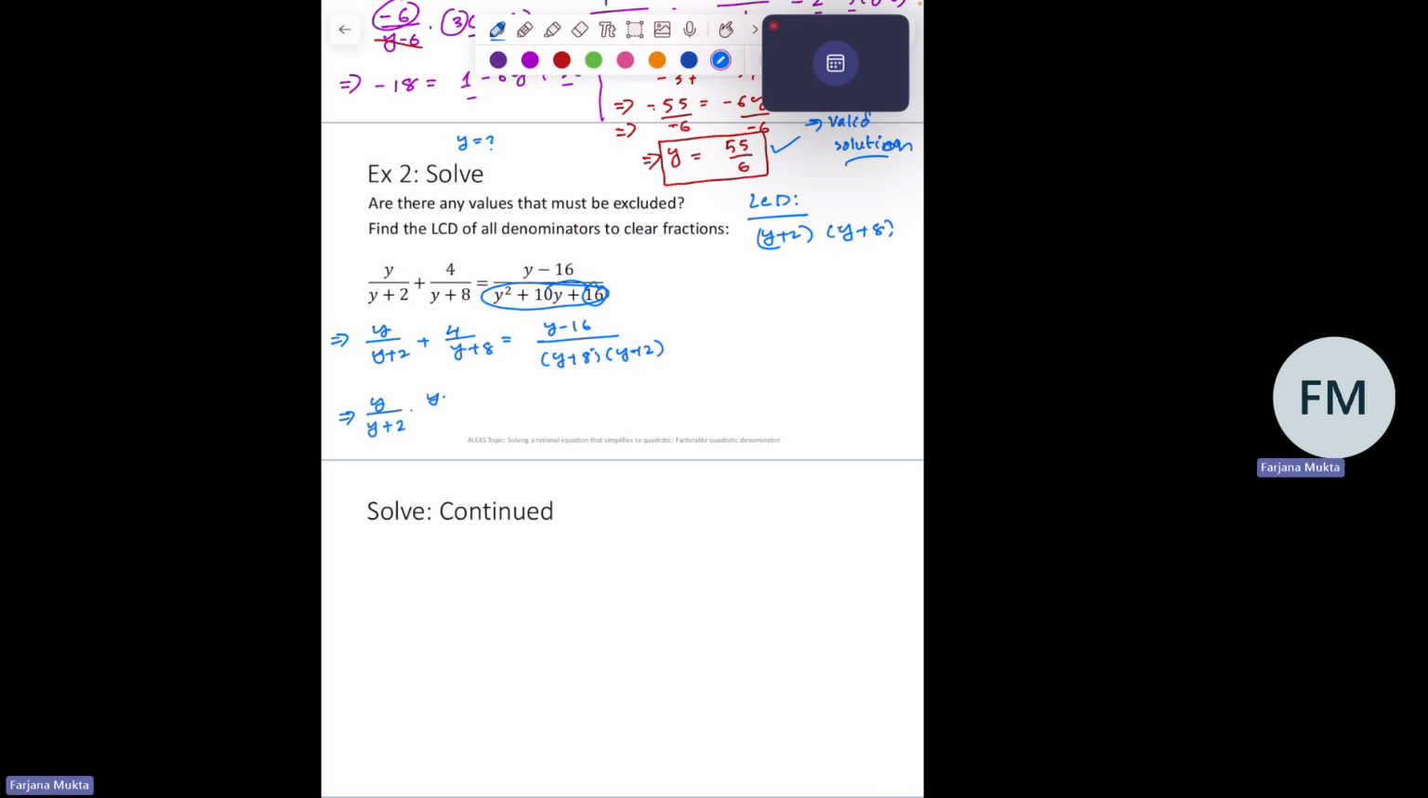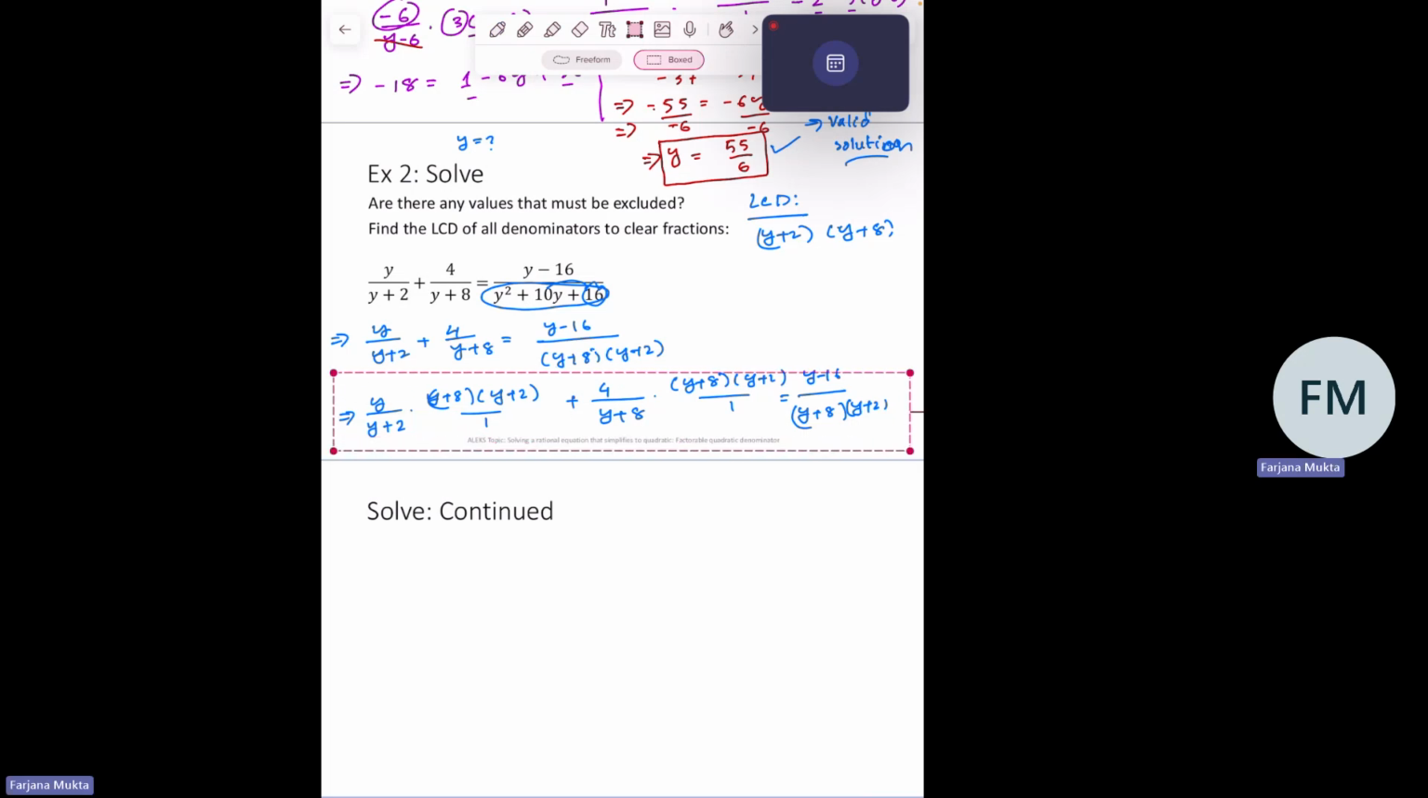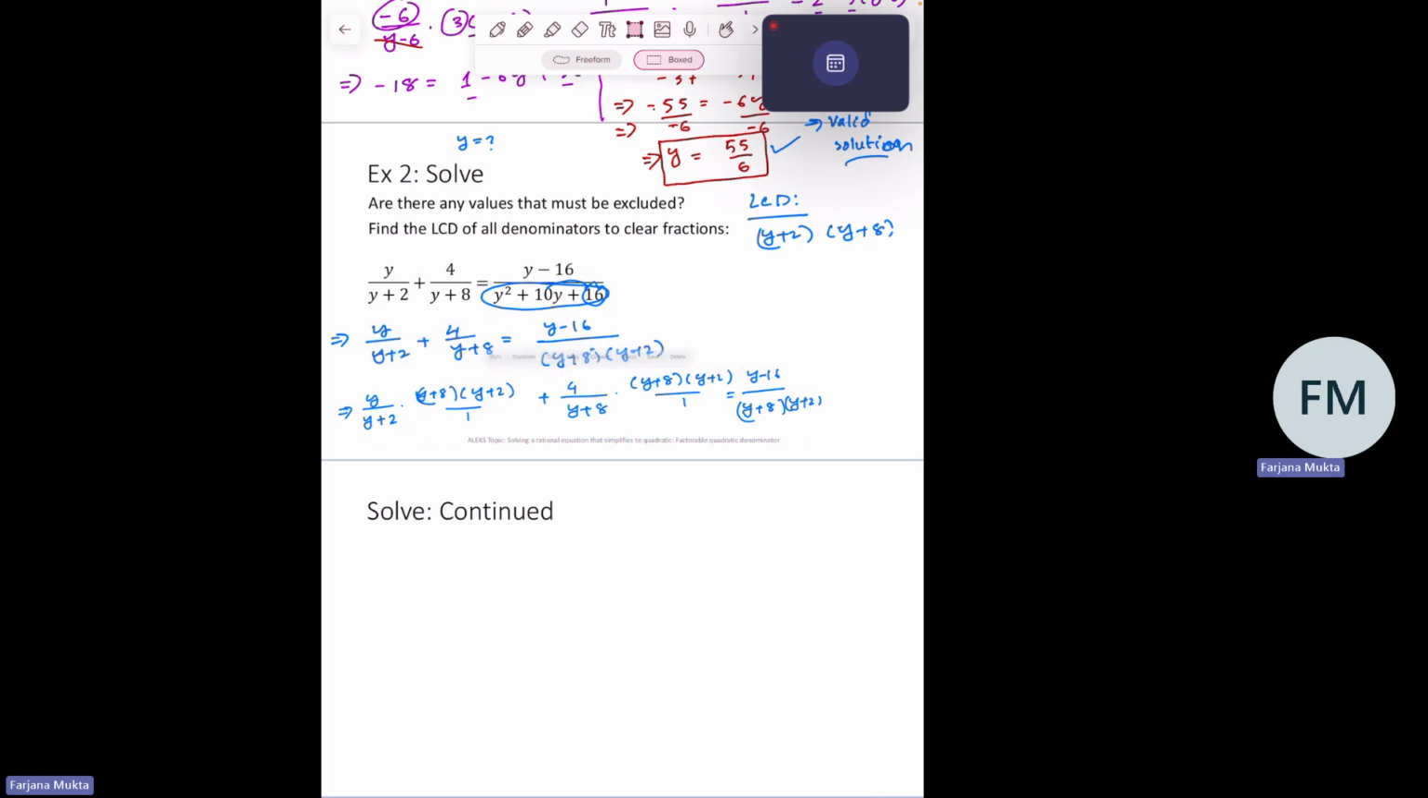So the LCD, y plus 8 times y plus 2, over 1, plus 4 divided by y plus 8 times the LCD. On the other side, y minus 16 divided by y plus 8 times y plus 2, and multiplying that by the LCD, y plus 8 times y plus 2, divided by 1. I need space, so I'll just narrow this down. All right, perfect.